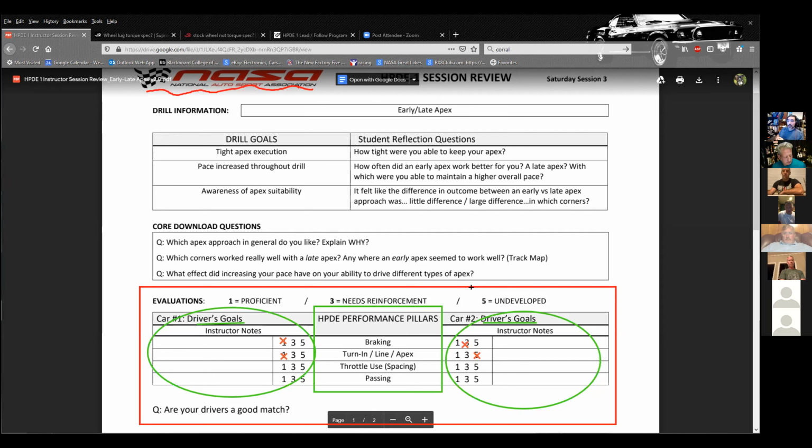We're supposed to be doing the Apex. You've been driving this track for a while. You're one of my 1 drivers. What's your goal? Give me a goal, just 1 or 2, right? And then have the other driver share.